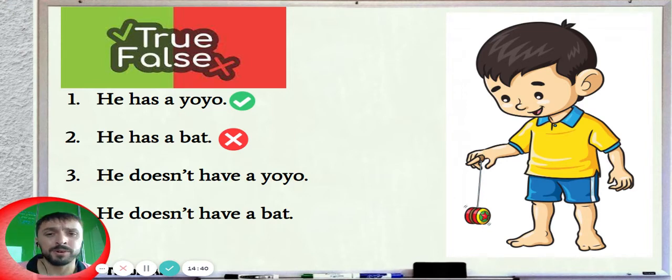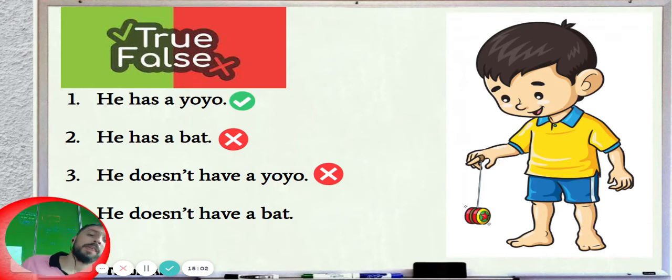Okay, number three, a bit more difficult. He doesn't have a yo-yo. So, does he have a yo-yo? Yes, he does. So it's not doesn't. So that is false. It's not he doesn't have a yo-yo. He does have a yo-yo.